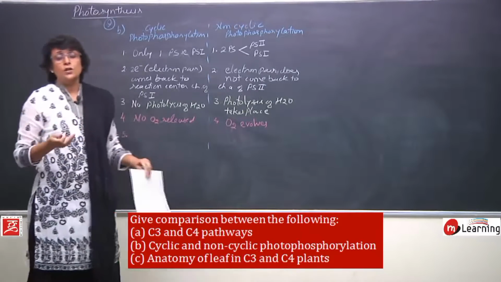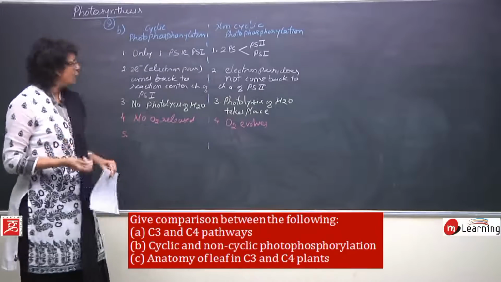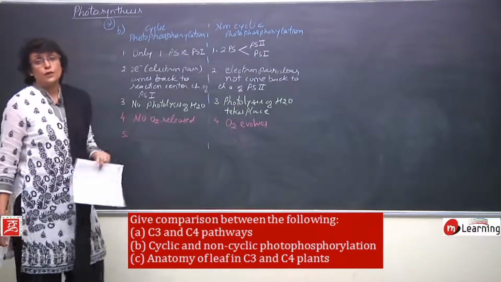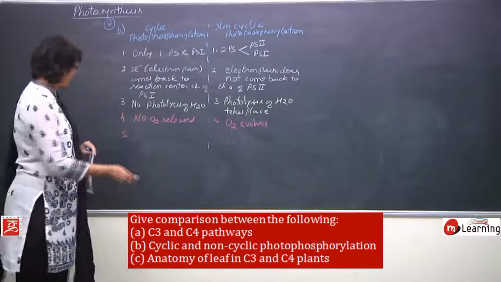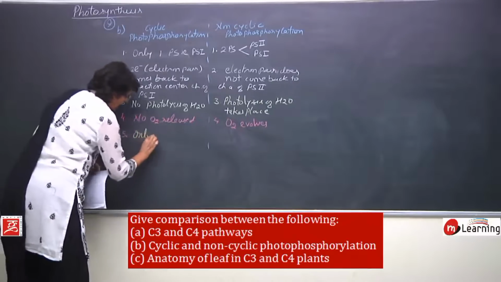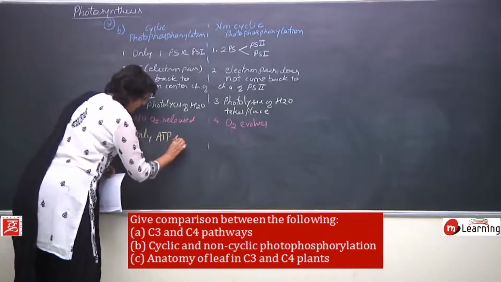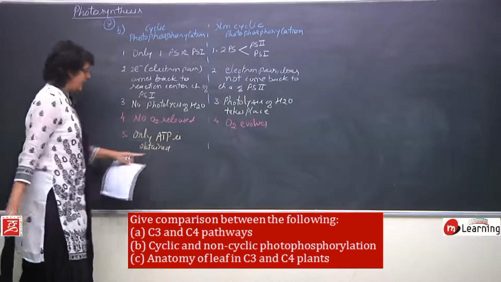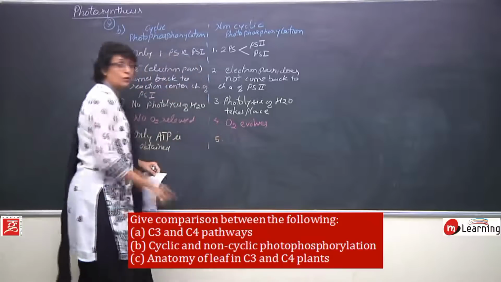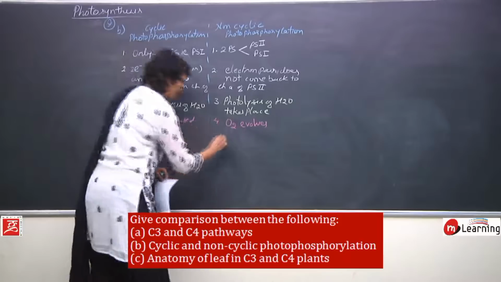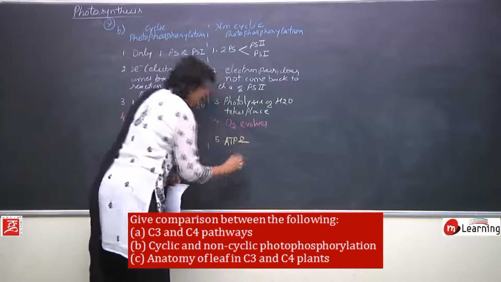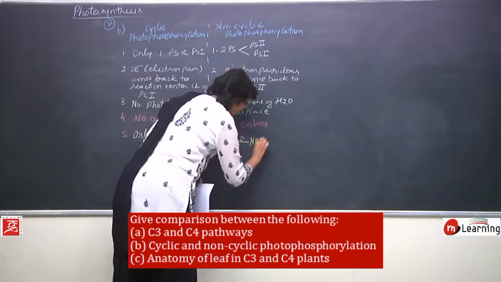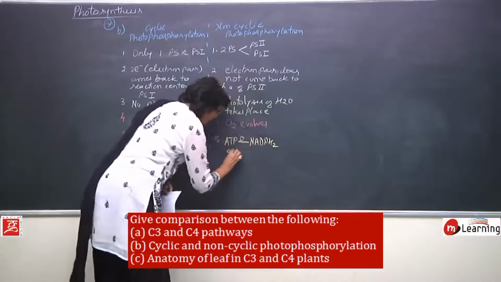What is the product? What is that thing that we gain out of cyclic and non-cyclic? In cyclic photophosphorylation, it is only ATP which is synthesized. And in case of non-cyclic photophosphorylation, two things are obtained: ATP and the reducing power, that is NADPH2.